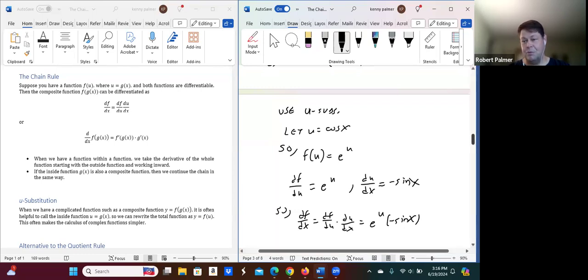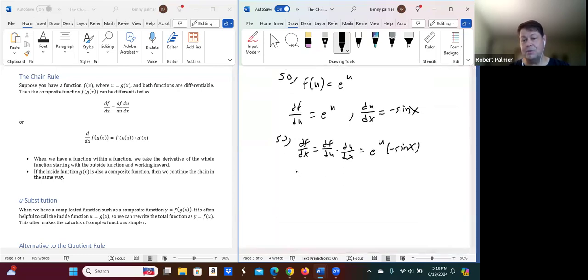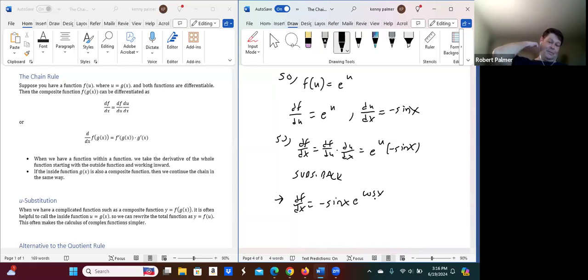And if we just move things around, we're going to substitute back, meaning replace the u, put back in terms of x. And so this is going to be df dx, as we just saw, negative sine of x times e to the cosine of x. Okay, so that's a little practice. Once again, using substitution, often it can be very helpful to do that. Okay, let's do one or two more.